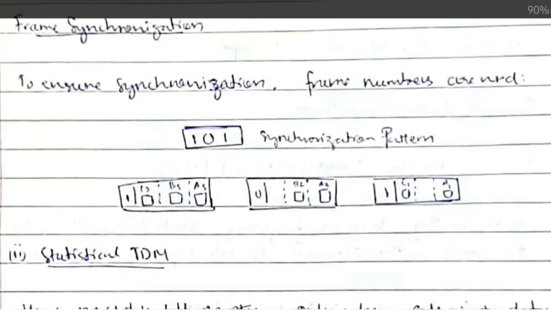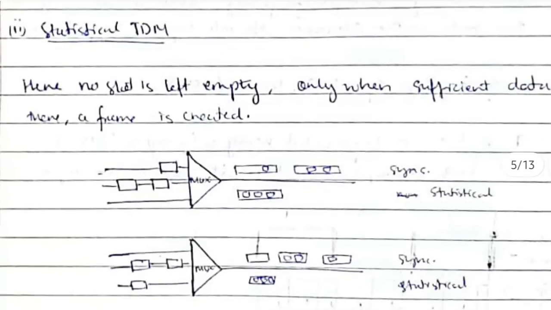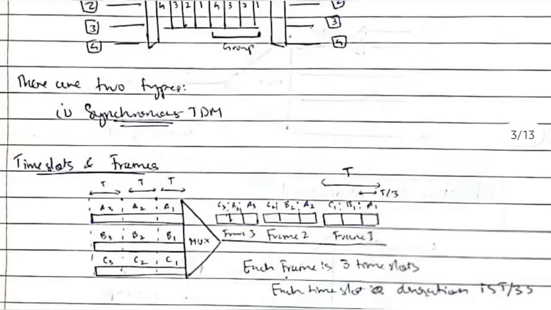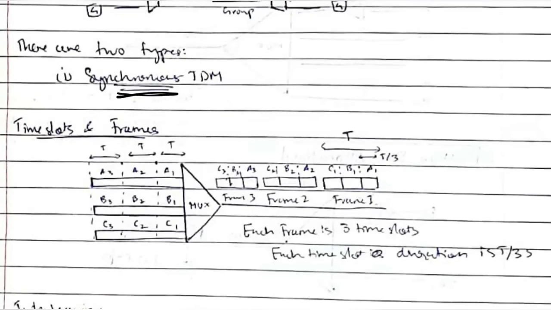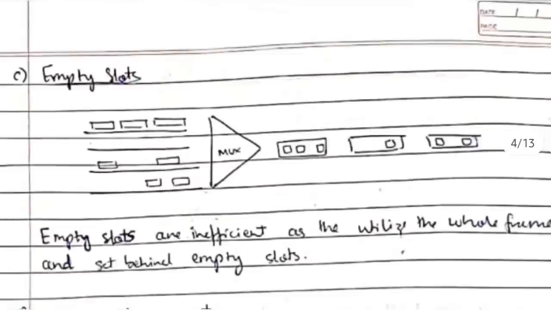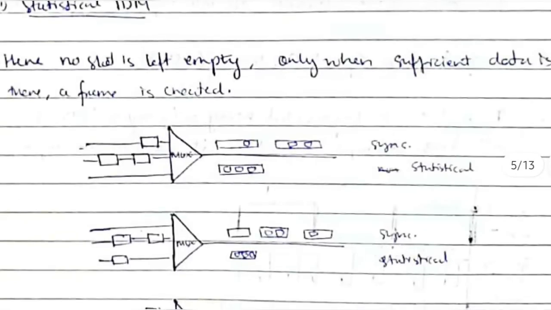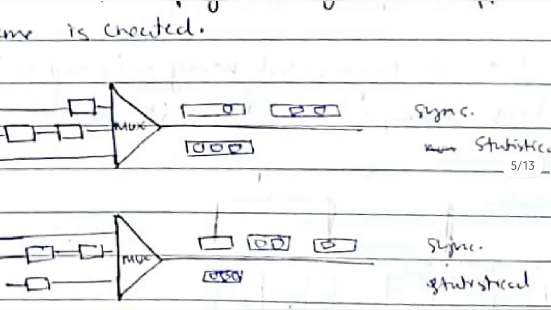And we discussed the first one, which was this one, synchronous TDM. The second one is statistical TDM. In statistical TDM, no slot is left empty. Only when sufficient data is there, then a frame is created. Suppose that there are two situations.